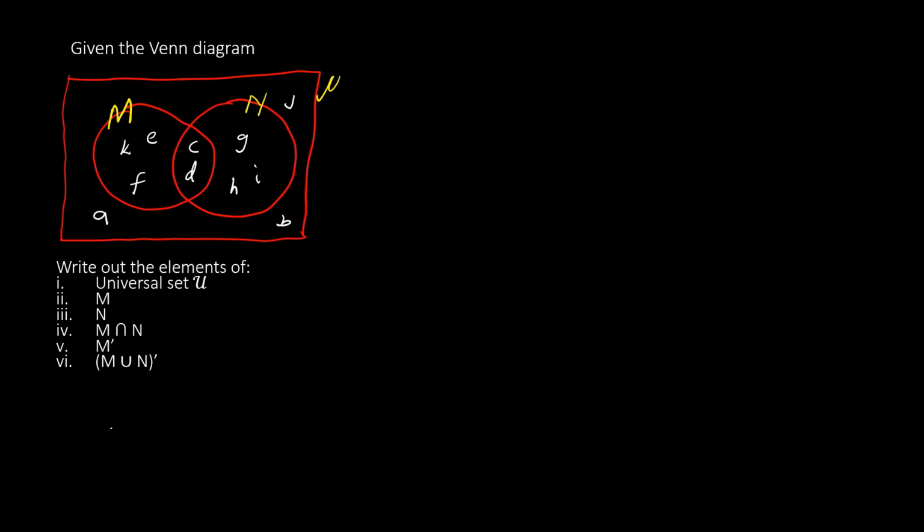Let's look at this example on Venn diagram. So we have a diagram here and we have to look for the answers to the following questions. The first one: what are the elements of universal set U? The elements of this universal set U consist of all elements inside the rectangle.